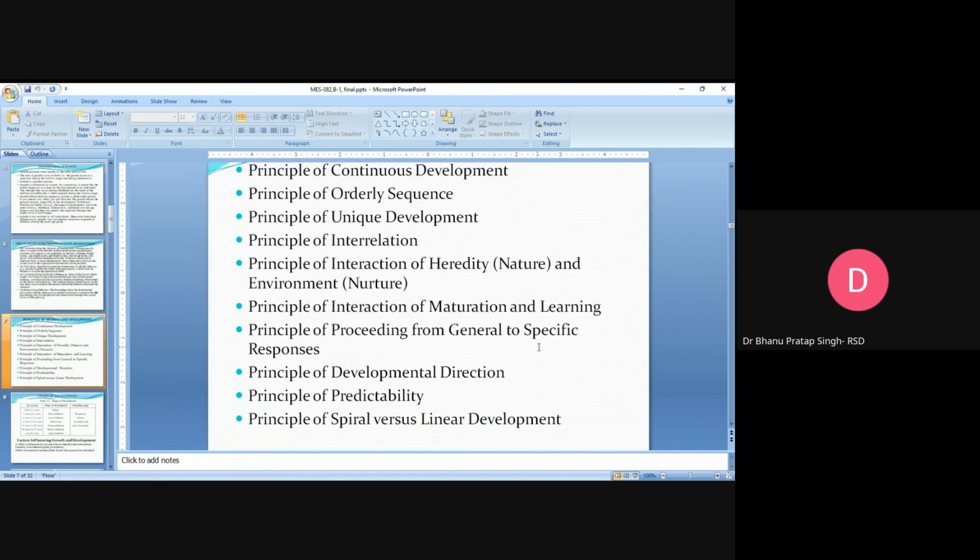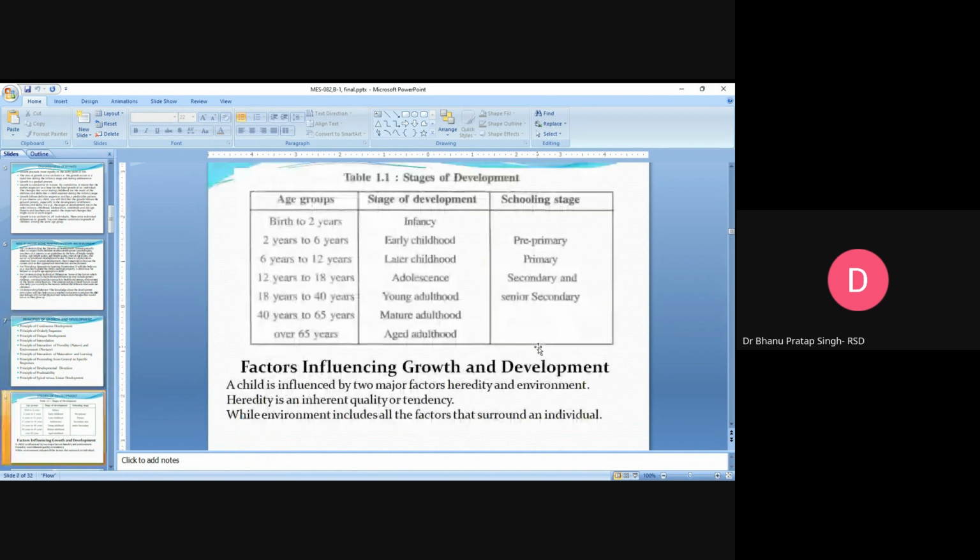Principle of spiral versus linear development. You must be aware that development is of two types. One is spiral and the second is linear. If the development is taking place in a right direction or in a simple straight line, then it is linear development. If it is concerned with cognitive and mental aspects, it is spiral, because in spiral development many things develop simultaneously, whereas in linear development only one development takes place. So these are some principles of growth and development.